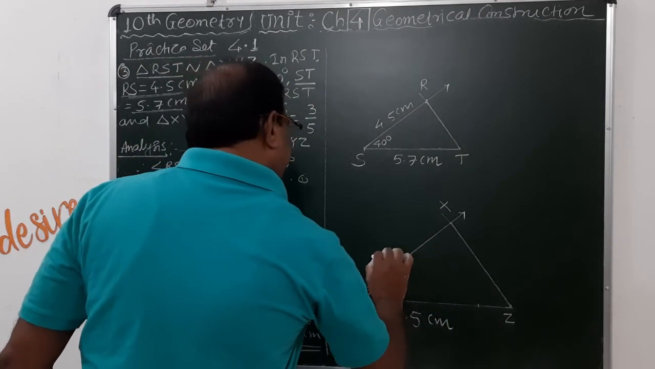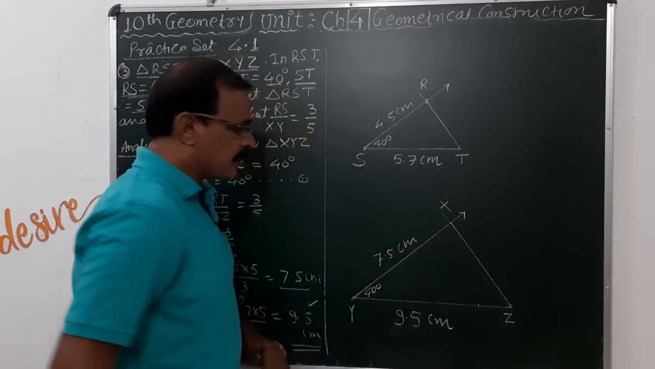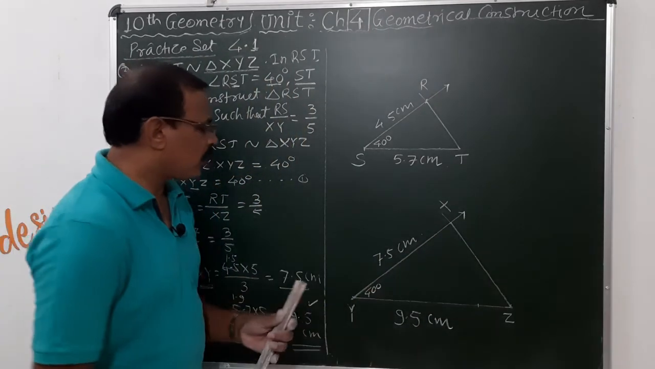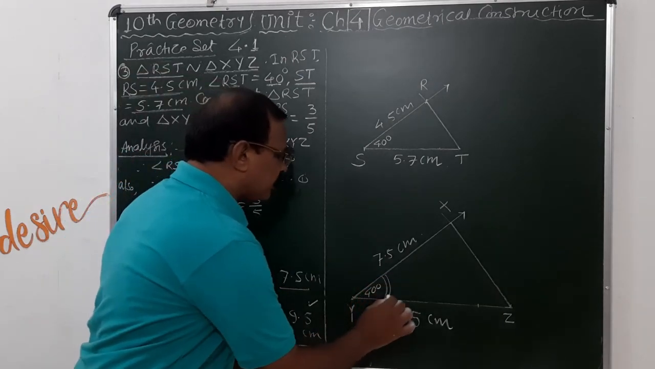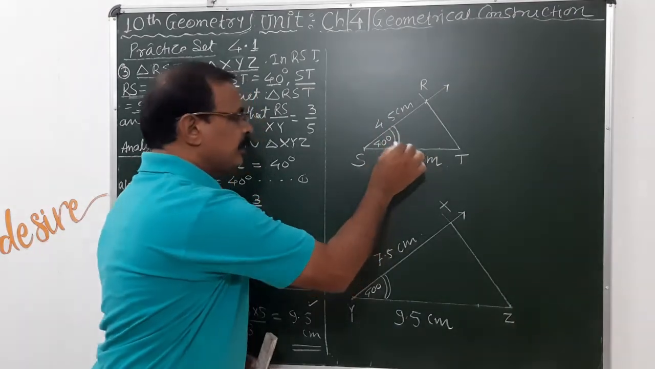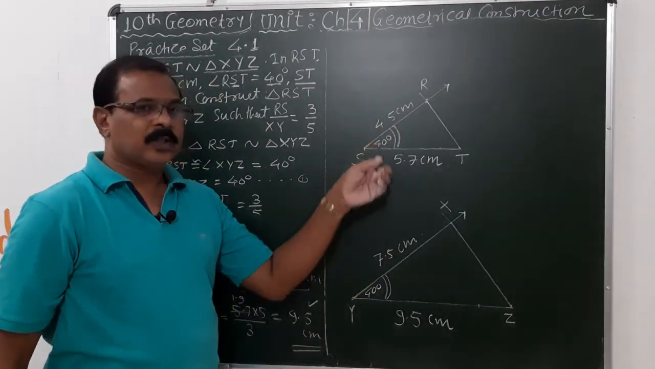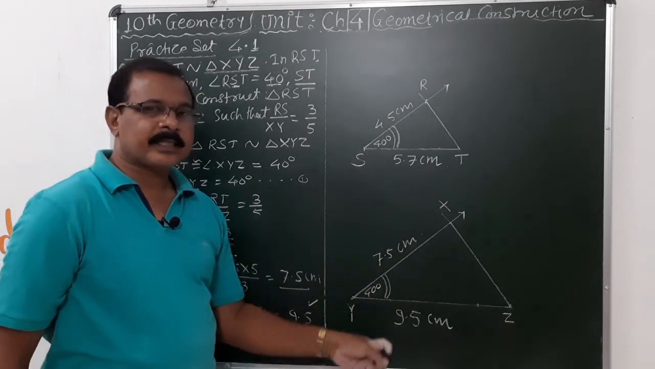So here a dimension 7.5 centimeter. You must write each and every dimension, show all the dimensions and all the angles here. Otherwise your marks may be cut off. So in this way, these are the two required similar triangles.